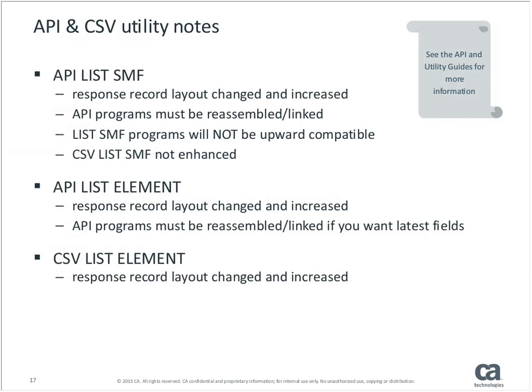The API and CSV utility were changed as a result of the implementation of the alter action as well, because of the new Endevor MCF fields that were introduced with the alter action. The API list element and the CSV list element fields changed. The record layout changed and increased to accommodate the new data fields.